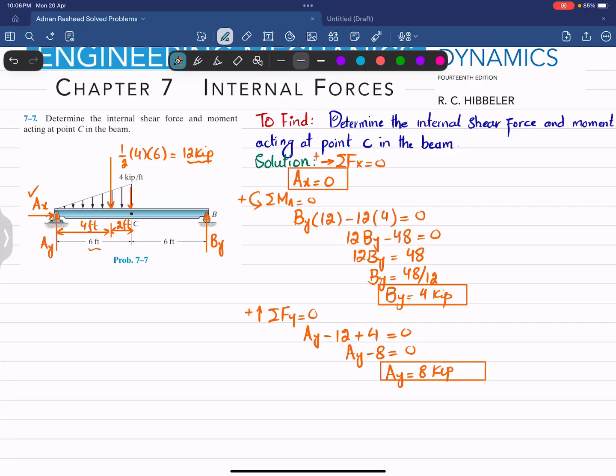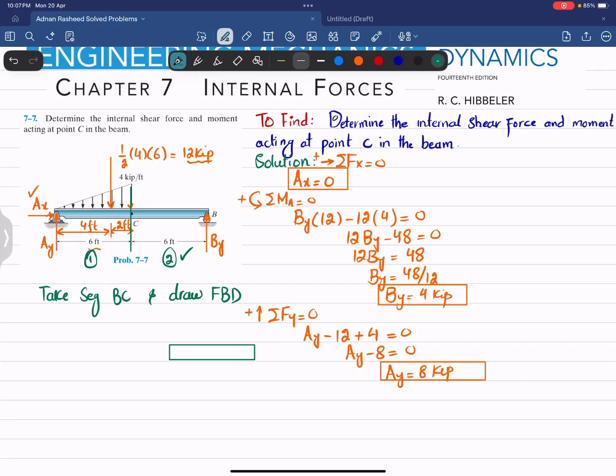Okay, now we will move toward finding the internal load at point C. For that we will cut this beam at C. So you can see you have one section on the left side and another section on the right side. If you take either of these, you can find the internal loading. So I will choose the second one because it will be easier to solve. So take segment BC and draw the free body diagram.